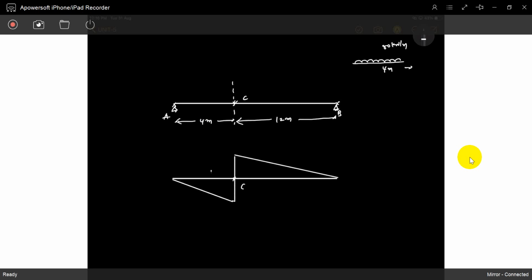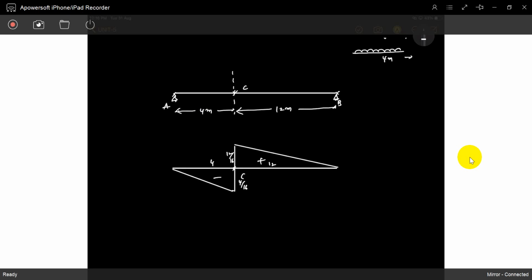So this is 4 meters, this is 12 meters. What is this value? This value is 4 by 16, this value is 12 by 16. So the total should compulsorily be 1, because we developed the ILD for a unit load moving. So we can convert the uniformly distributed load using the area. This is negative, this is positive, we already know it.